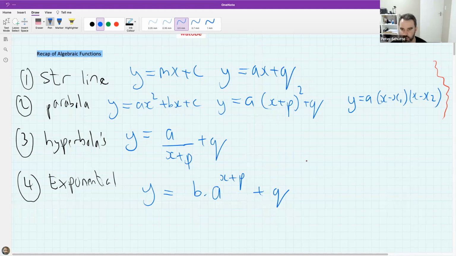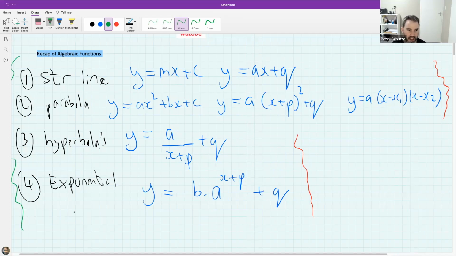Give me a thumbs up if the 3 and 4 look familiar to you, the standard forms of those particular types of functions. Okay, awesome. Now, I want to ask you a question. Which of these 4 functions, and you can answer with something like number 1 and 2 or number 1 and 4. So I'm going to ask you some questions about these 4 algebraic functions.